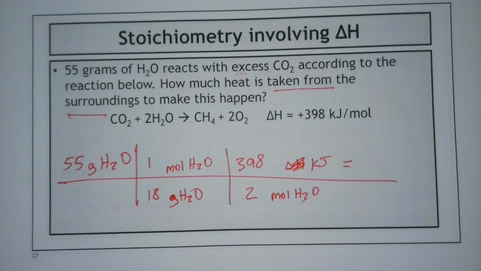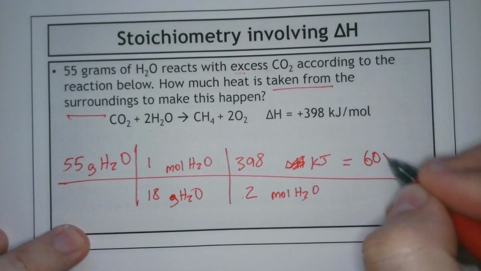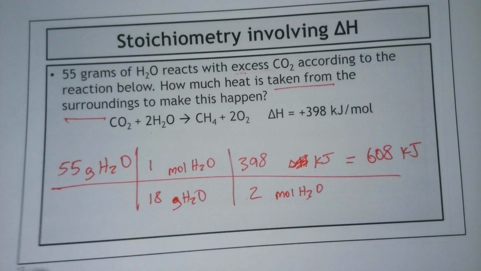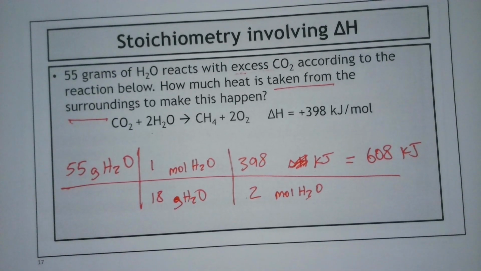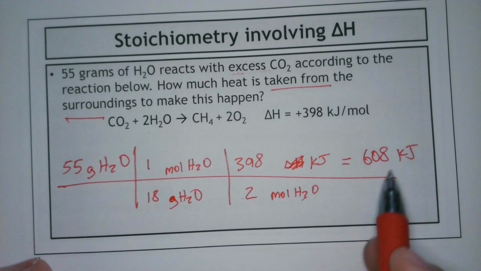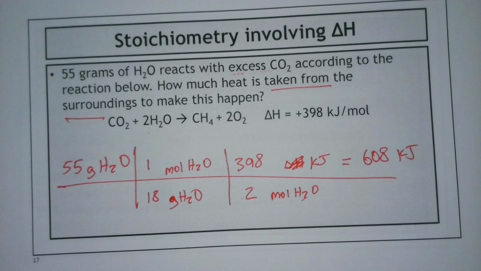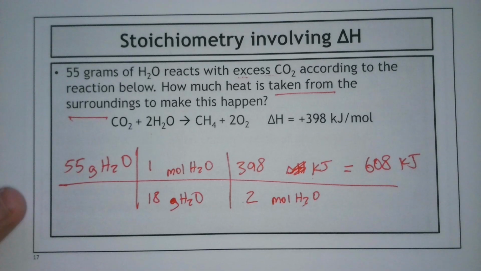All right, so 55 times 398 divided by 18 divided by 2 gives me 608 kilojoules. That's my answer. So if I'm able to react all 55 grams of H2O, I must add 608 kilojoules to the reaction to make it happen. Maybe I'll do that with a hot plate or some fire or whatever I choose to do it with. Maybe another reaction as a catalyst.